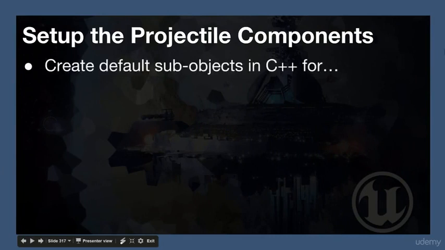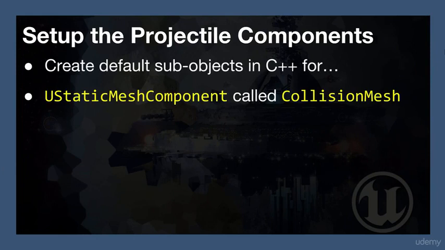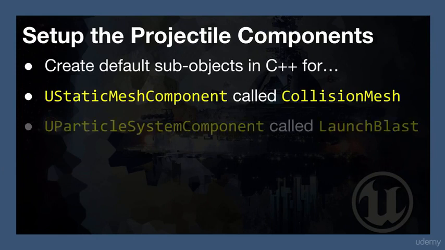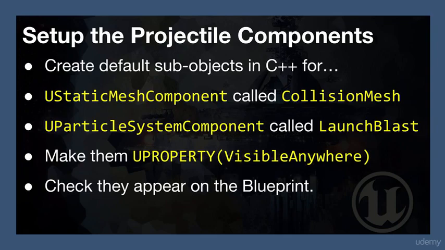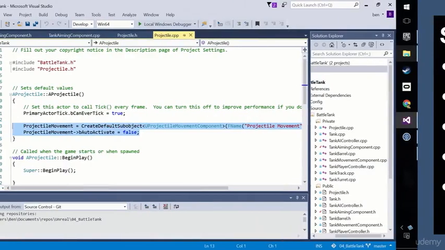Create default subobjects for a UStaticMeshComponent and call it CollisionMesh, and a UParticleSystemComponent and call it LaunchBlast. Make them UPROPERTY VisibleAnywhere, and also put a category. Check that they appear on the blueprint, and that all their properties appear on the blueprint as well. So go ahead, pause the video and do that now. Okay, welcome back. So let's make this happen.